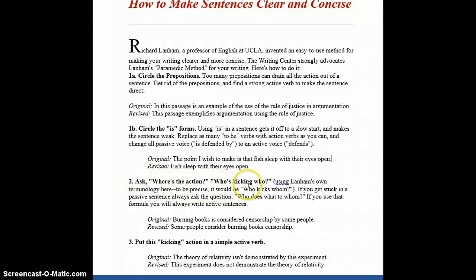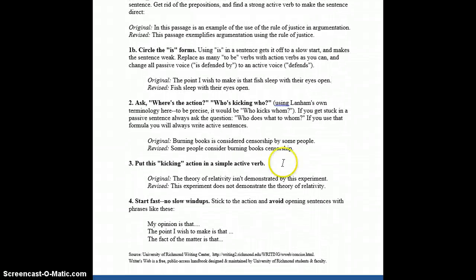Number 2, ask where's the action? Who's kicking who? Or it's actually who's kicking whom? But anyway, look at this. Burning books is considered censorship by some people. I need to know right away who this sentence is about. I need to visualize a person. So this is revised. Some people consider burning books censorship. That also gets the sentence into an active phrase or active position instead of a passive position where you have by some people.